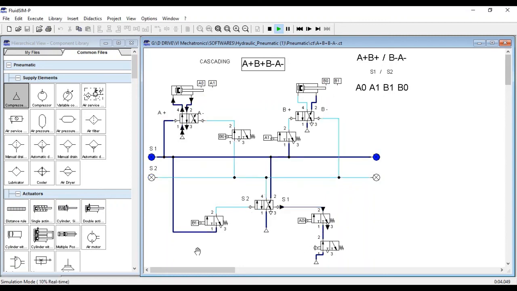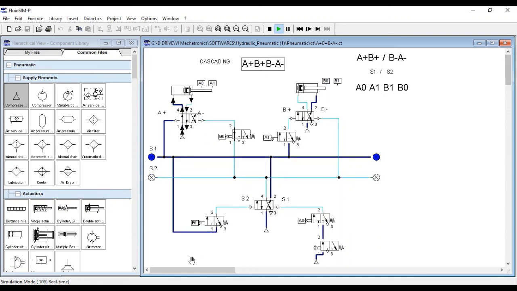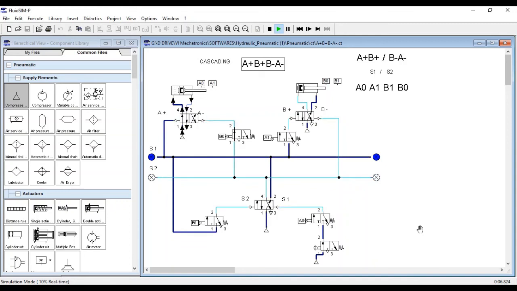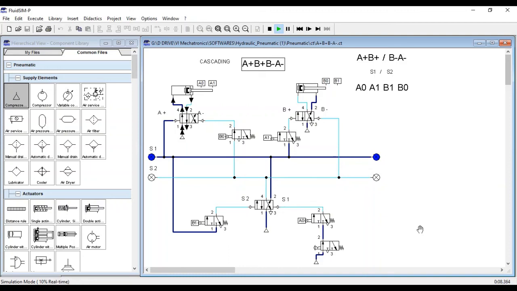A plus, now B plus, switching the supply, B minus, and then A minus. So this is how our cascading works. And as this is a detent switch, it is working in multi-cycle mode, in which it continuously does the same operation unless it is stopped. See how the switching is done from S1 to S2, and at a time two cylinders are controlled and the sequence is properly done.